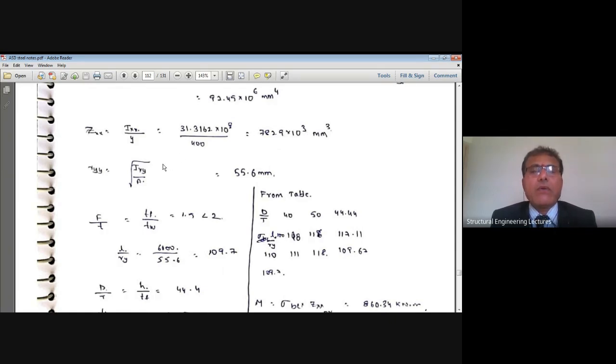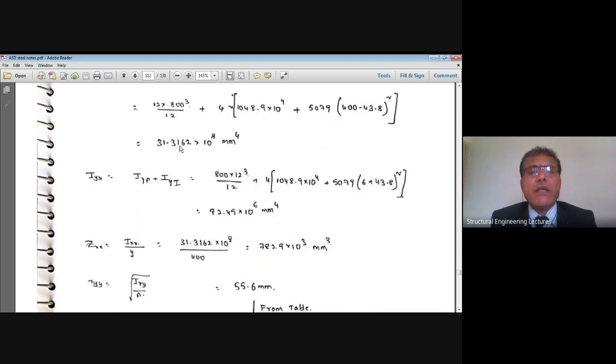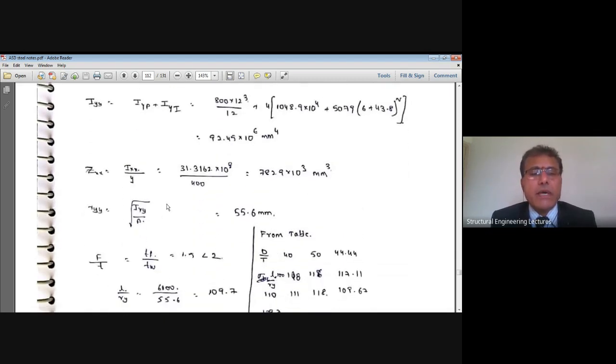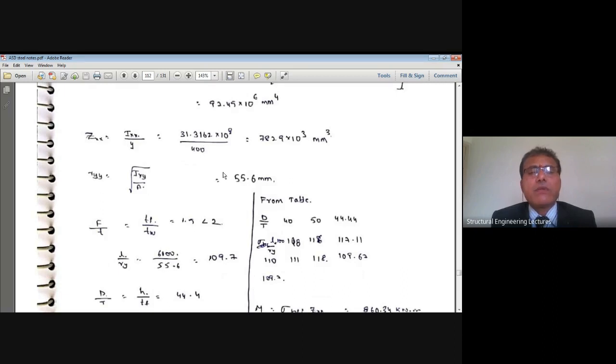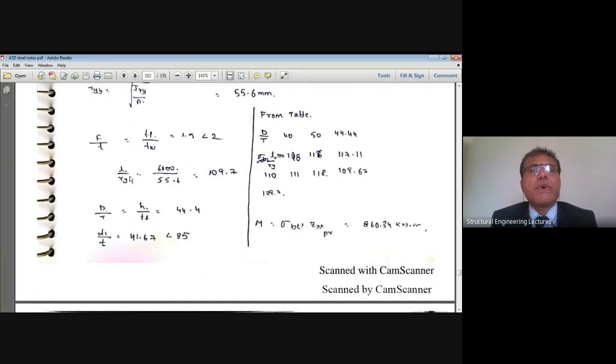Then I will calculate the moment of inertia. Already calculated about the y axis. Therefore, now I'll calculate the radius of gyration about the weak axis or minor axis, which is the square root of IYY divided by area. Area we already calculated in the previous heading. Hence, I'll recall those values. Upon substitution, it works out to 55.6 mm, RYY about the weak axis. Now I'll calculate these parameters.